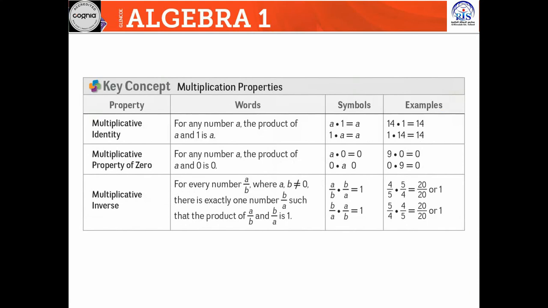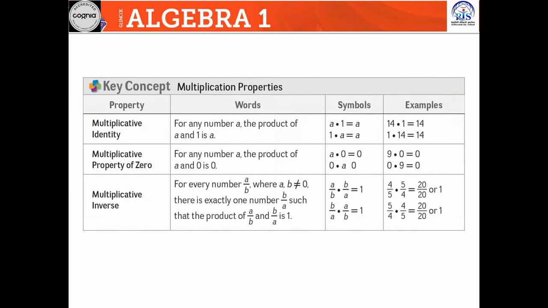Multiplicative identity is 1, because identity, as I said before, does not change the value of the variable or number. Whichever number you use in multiplication, the product will stay the same if you multiply by 1. Any number times 1 equals itself. 14 times 1 equals 14, 2 times 1 equals 2, 10 times 1 equals 10, and so on.